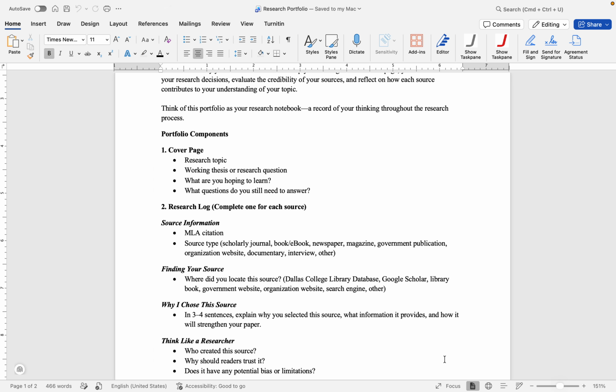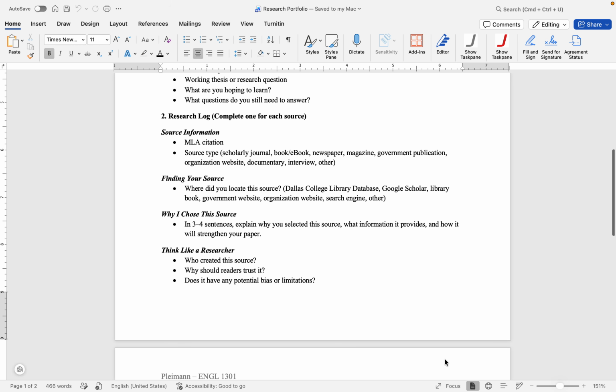And then for each source, I would like a research log. So you're going to give me the source of information. That's the MLA citation and the source type. And then you're going to tell me where you found this source. Then I'm looking for 3 to 4 sentences that explain why you chose this source. What information does it provide, and how is it going to strengthen your essay?